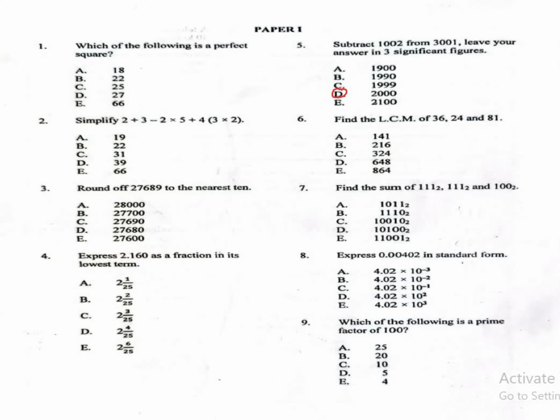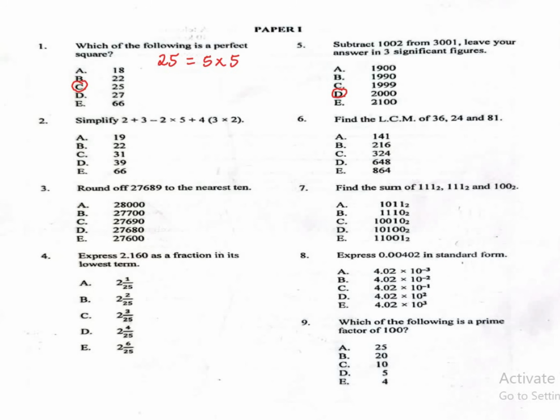Question number 1 says, which of the following is a perfect square? A 18, B 22, C 25, D 27, E 66. The correct option among the options is C, which is 25. 25 is a perfect square because 5 times 5 will give you 25. You can't say the same for option A, B, D, or E.